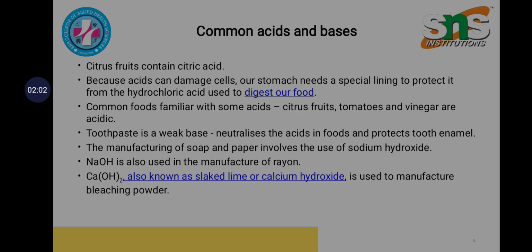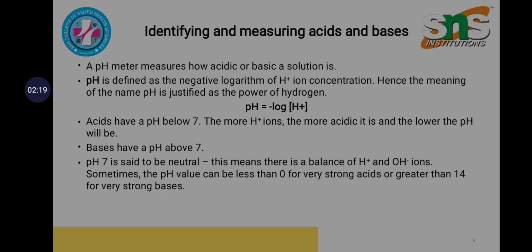And for example, for a base, toothpaste is a very good example. Sodium hydroxide is involved in the manufacturing of soap and paper, and also in the manufacture of rayon, and calcium hydroxide is used for bleaching powder.